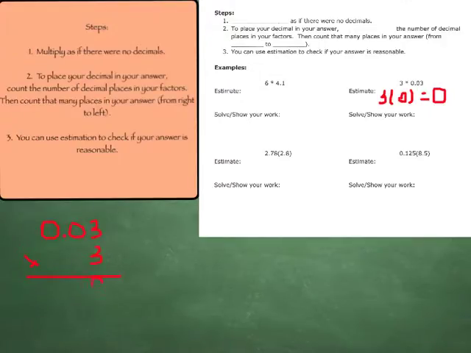3 times 3 is 9. 3 times 0 is 0. 3 times 0 is 0. Now let's count how many times we swoop the decimal. 2 places here. No decimal in the second one. So for our final answer, we're going to swoop the decimal 2 places. So start at the far right, and let's swoop the decimal 2 places. So our final answer is 0.09.